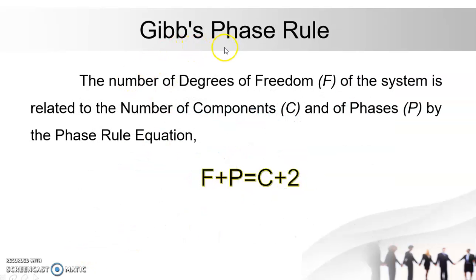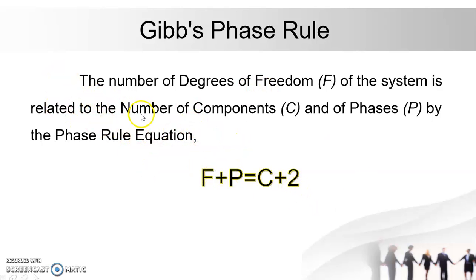We look into the topics one by one. First is Gibbs phase rule. In every heterogeneous system in equilibrium, the sum of the number of phases and degree of freedom is greater than the number of components by 2. This is phase rule. Okay.